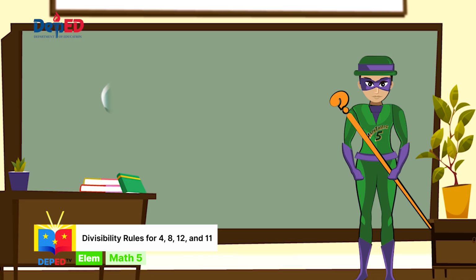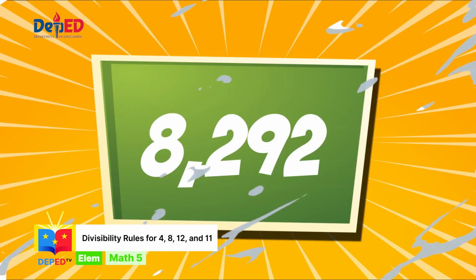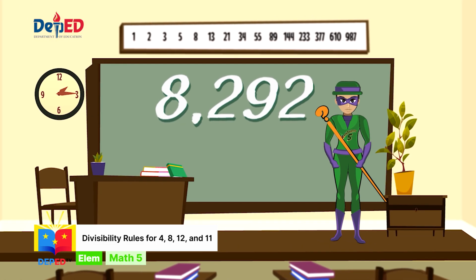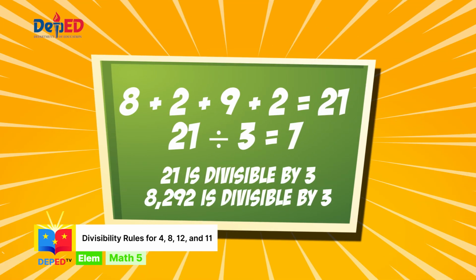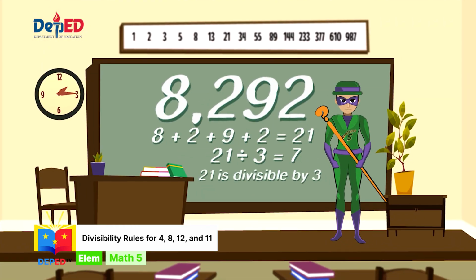How about this one? 8,292. Is 8,292 divisible by 12? Let's check whether the number is divisible by 3 and 4. To check if the number is divisible by 3, let's add all the digits of the number. 8 plus 2 plus 9 plus 2 is equal to 21. 21 divided by 3 is equal to 7. Since 21 is divisible by 3, therefore 8,292 is divisible by 3.